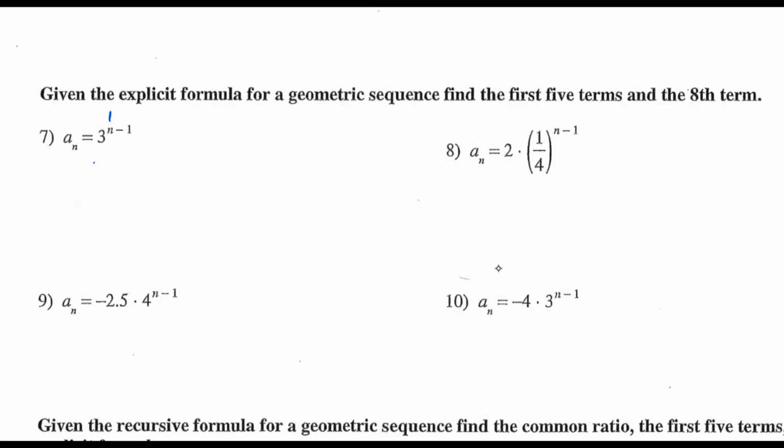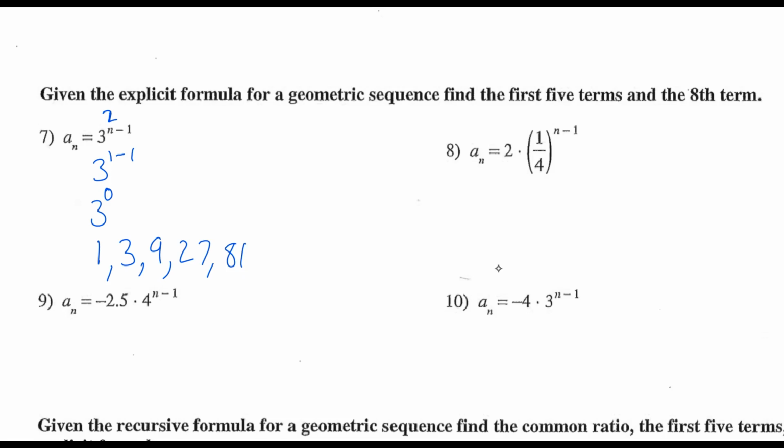So the first one is 3 to the 1 minus 1, replacing n with 1, which is 3 to the 0, which is just 1. Then the second term, or term 2, is 3 to the 2 minus 1, because n is suddenly 2, which is 3 to the 1, or 3. Then 3 to the 2 is 9. 3 to the 3 is 27. 3 to the 4 is 81, giving us terms 1, 2, 3, 4, and 5.